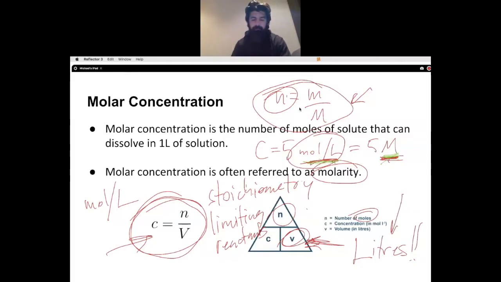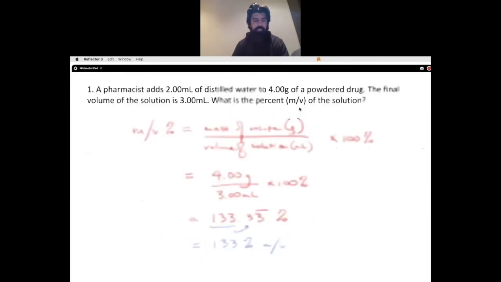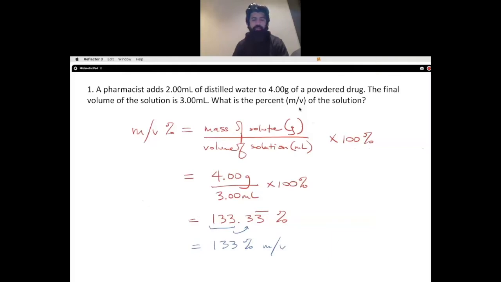Doesn't really matter. So there are 7 sample problems here at the end. We are going to quickly run through these sample problems, just to share with you the difference between the equations. Okay, so here is the very first one. A pharmacist adds 2 milliliters of distilled water to 5 grams of powdered drug. The final volume of the solution is 3 milliliters. What is the percent mass volume of the solution?